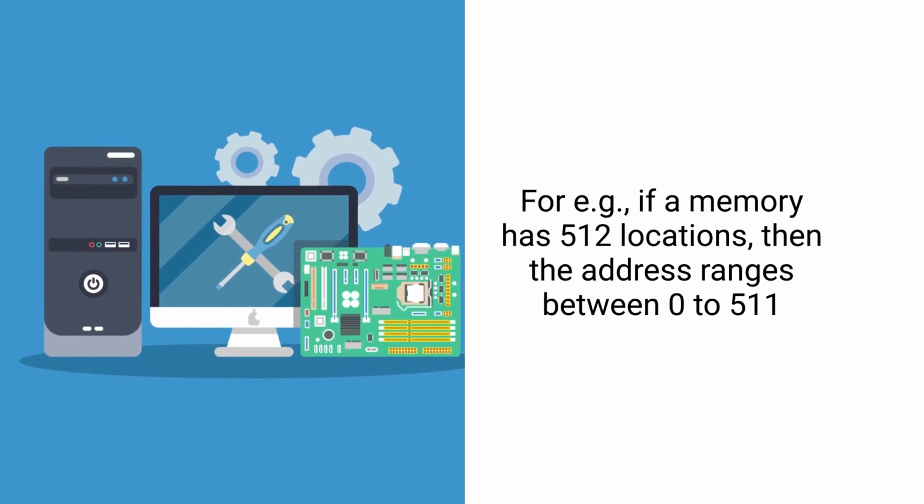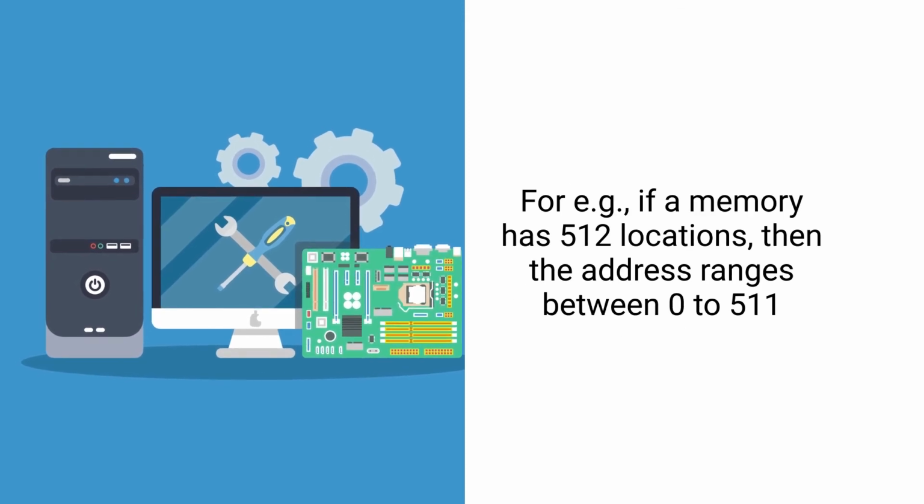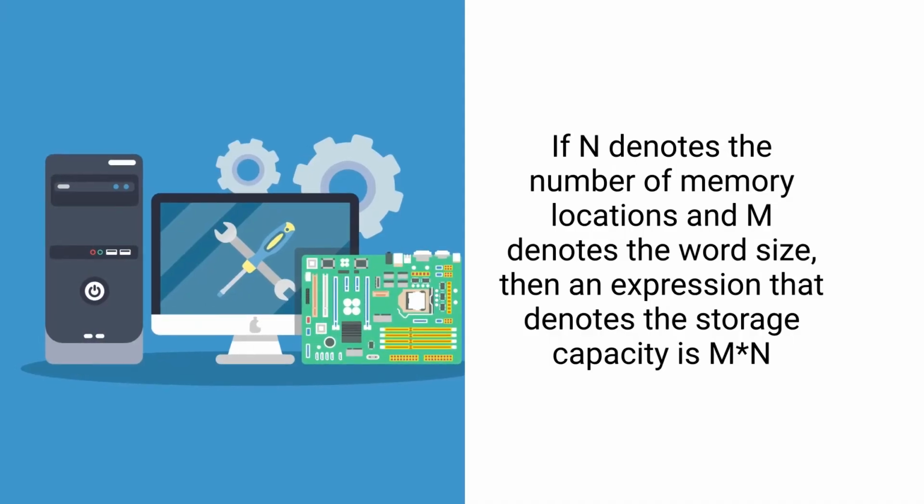For example, if a memory has 512 bytes location, then the address range would be between 0 to 511. Now, for any memory location, if we denote the number of locations by n, and m denotes the word size, this word size refers to how many parallel bits can be accessed by your CPU and also defines the speed of your system, then the expression that denotes the storage capacity would be m cross n.